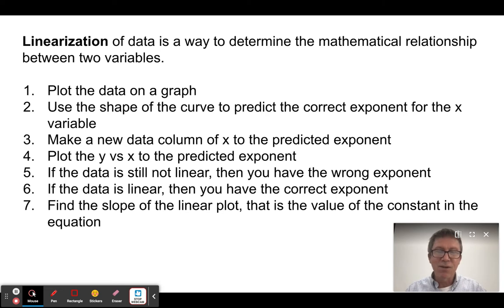And if it doesn't linearize, then that tells me I need to try a different exponent. And once I have a linear relationship, I can take the slope of that line, and that slope will then be the a value that we have in our equation. So let's just walk through it so it'll make sense. Right now, you're probably like, what are you talking about, Mr. Sampson? Okay, here you go.